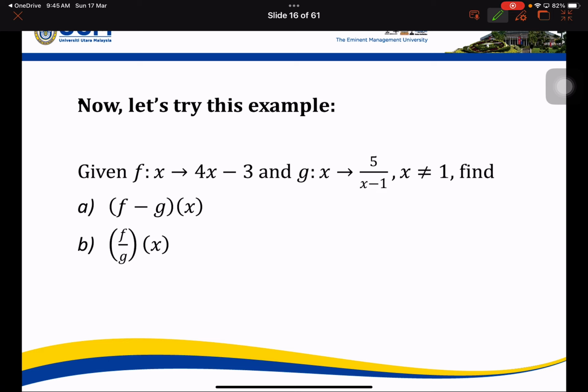Okay, so the first one here, we have f minus g. So basically we have to do subtraction. What does it mean here? Just take f(x), 4x minus 3, minus (5x minus 1). Correct? Then the problem here, guys, listen. The problem is not because you don't know multiplication or subtraction and those operations. That is not the problem. The problem here is how to simplify this one.